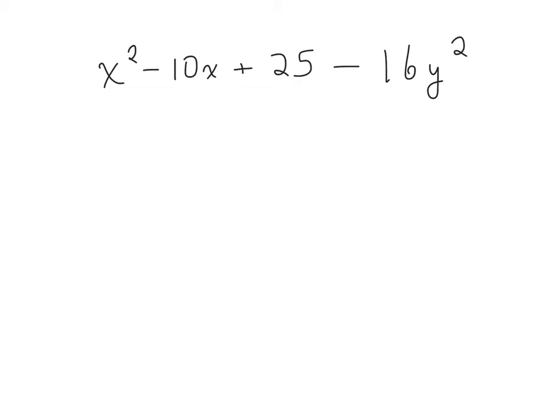So I'm going to try to explain to you what I'm seeing here. I have two parts to this. First of all, I'm noticing that this little section right here is a minus 16y squared. I know the typical format for any difference of squares is going to be something like a squared minus b squared, right? So I'm seeing this minus 16y squared as my minus b squared.